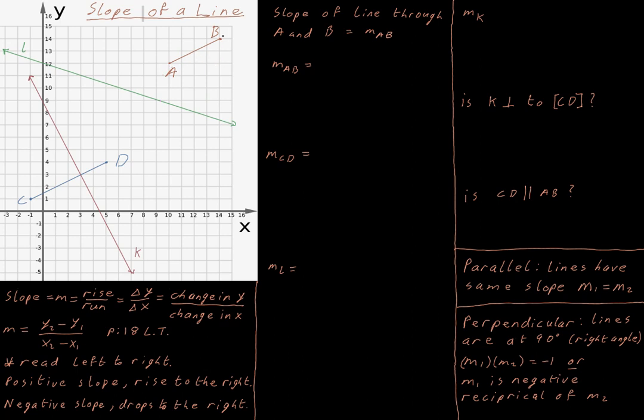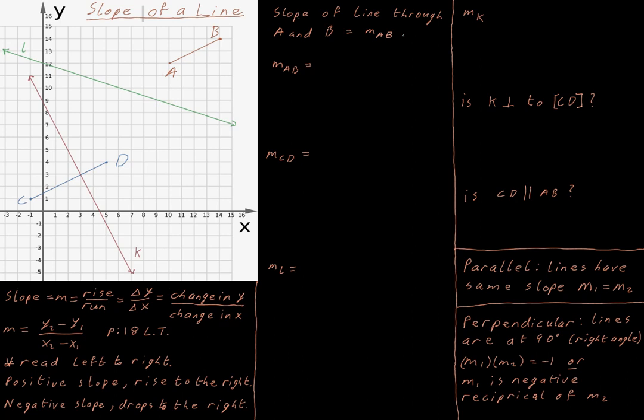It's rising, it goes up as we read to the right, and the slope of our green line L is going to be negative because it is dropping as we read to the right. So as we go across reading left to right, our green line is going downwards, so we'd say it had a negative slope. It's dropping as we read left to right. Now let's put this formula business into practice with a few examples.